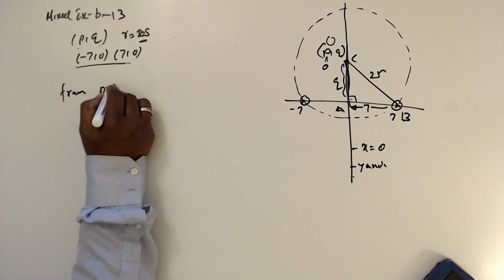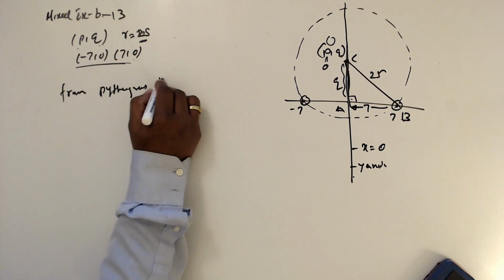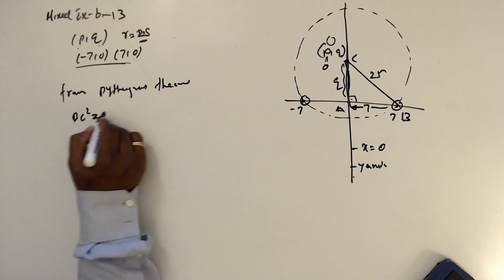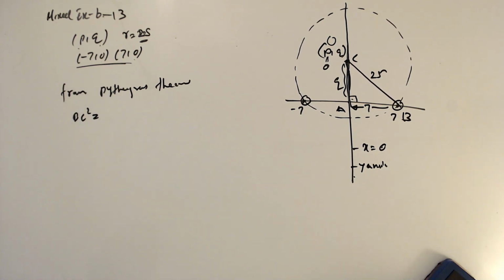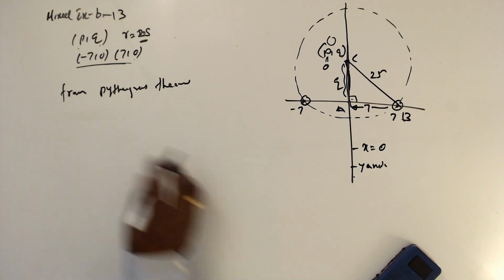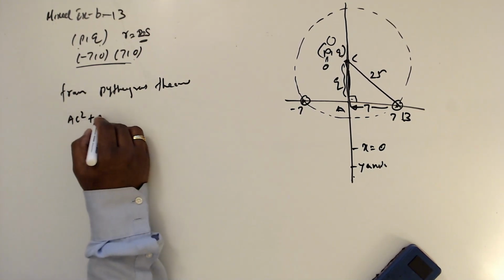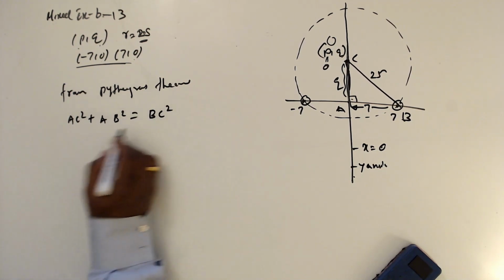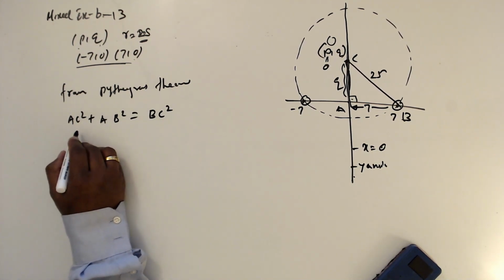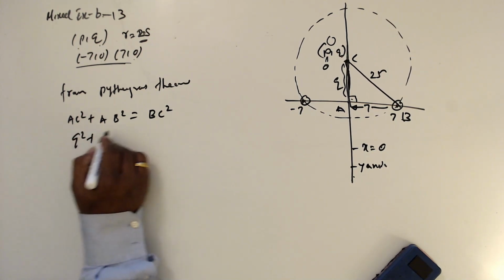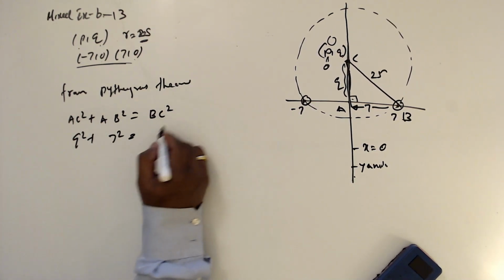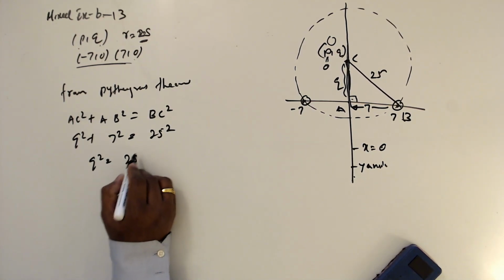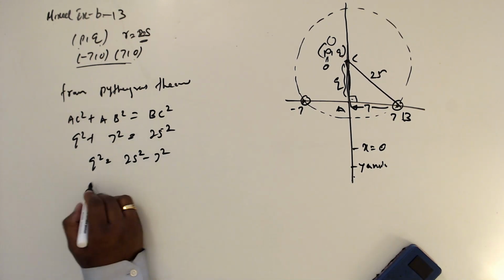From Pythagoras theorem, BC squared equals, in other words, AC squared plus AB squared equals BC squared. AC squared equals q squared. AB means 7 squared, BC squared means 25 squared. So q squared means 25 squared minus 7 squared.